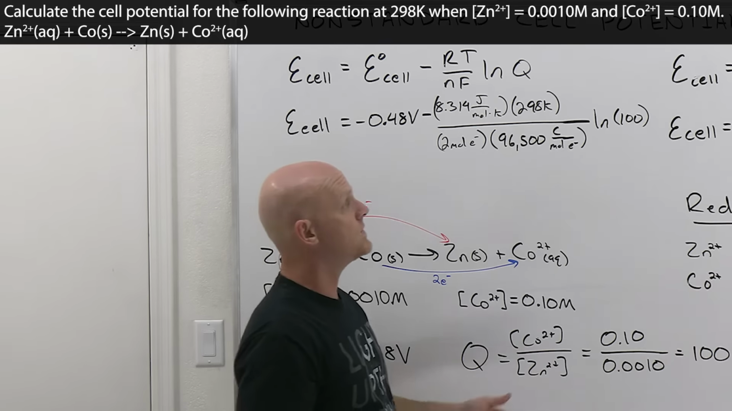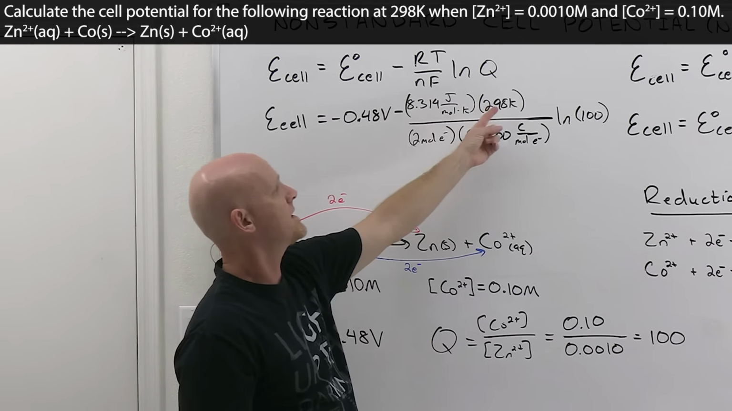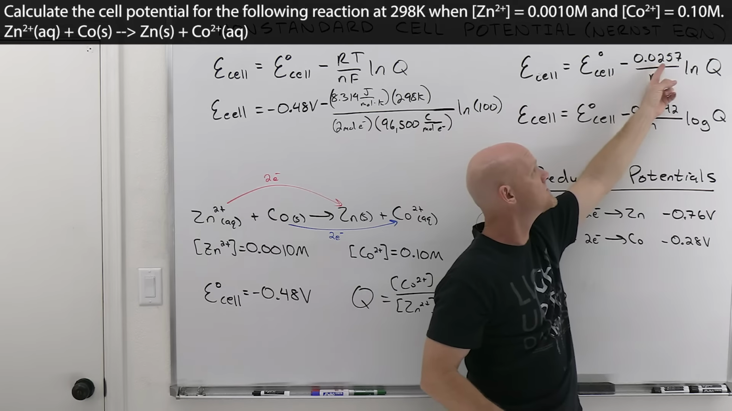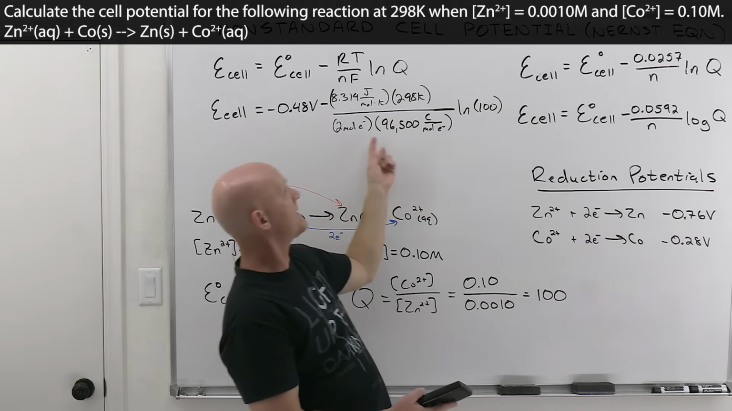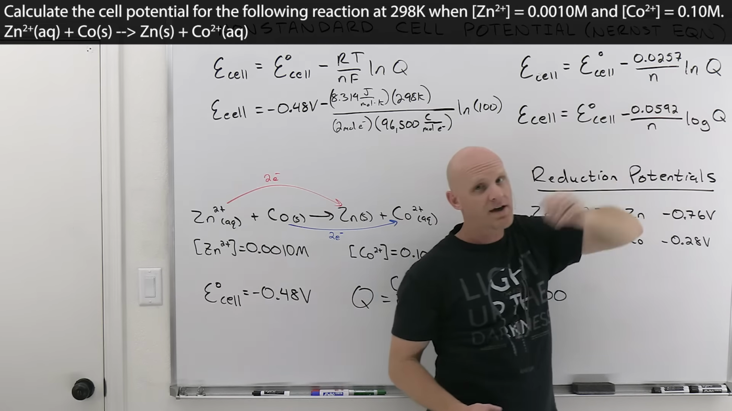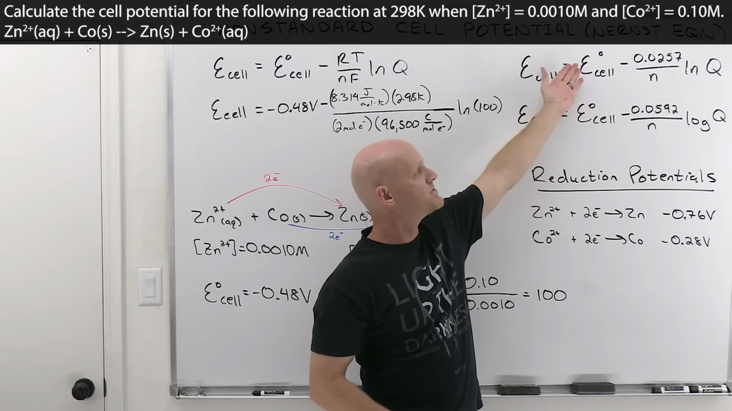Now again, truth be told, 8.314 times 298 divided by 96,500 is simply 0.0257, and then we'll have to divide by n, the 2, and then take the natural log of Q, which in our case is 100. So that's how you might have used this one.